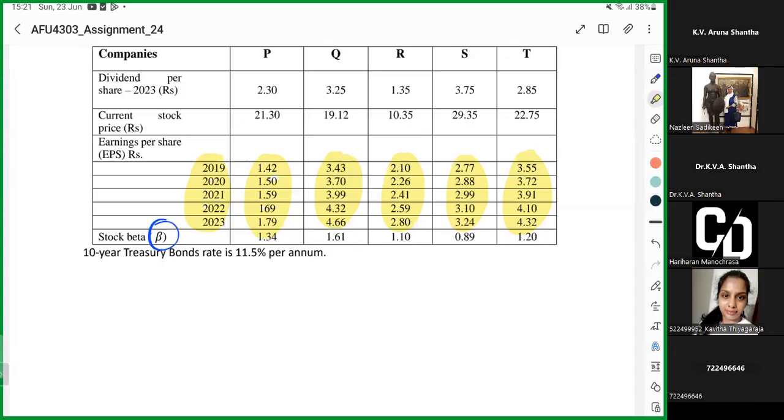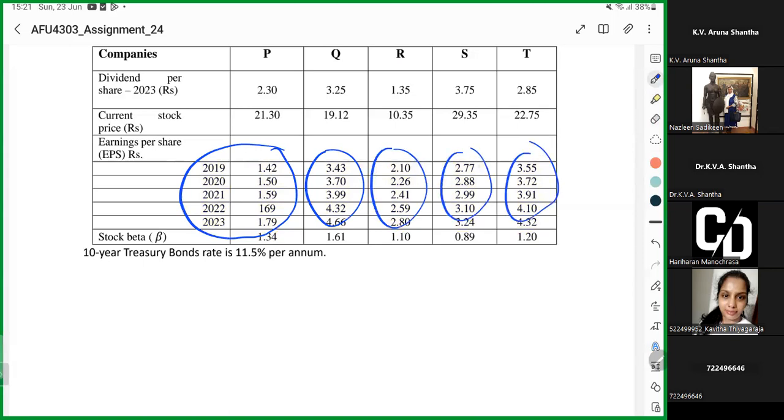So all information is here. What I wanted to highlight is that to calculate the growth rate, the question says you have to apply the earnings. You have to use earnings growth rate as dividend growth rate. So you can apply the geometric average and get the average growth rate. Then you can use the dividend growth model to calculate the intrinsic value.